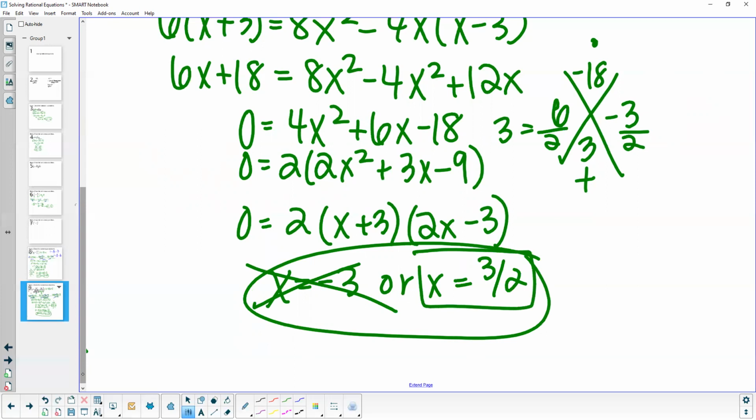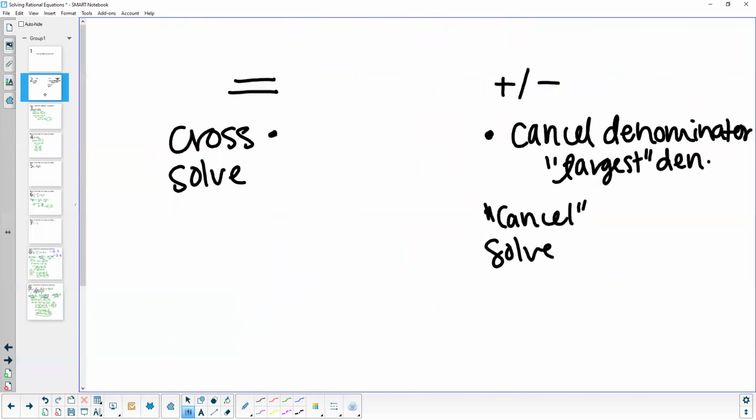But that is how we can solve these rational expressions here, by using cross multiplication if they are just an expression equals an expression. If there's any add or subtract sign, then what we're going to do is multiply by that largest denominator that cancels out all of the other denominators.